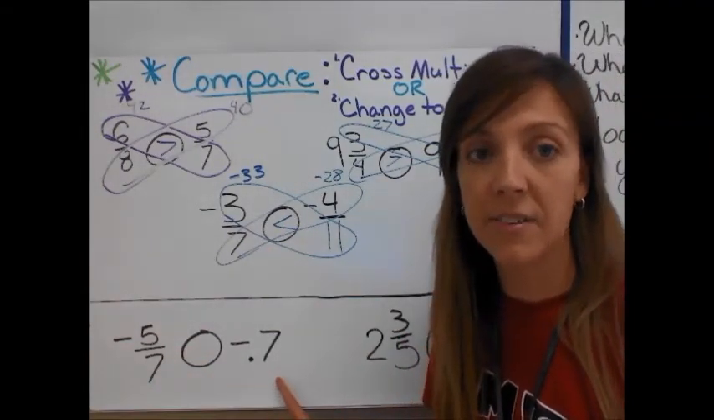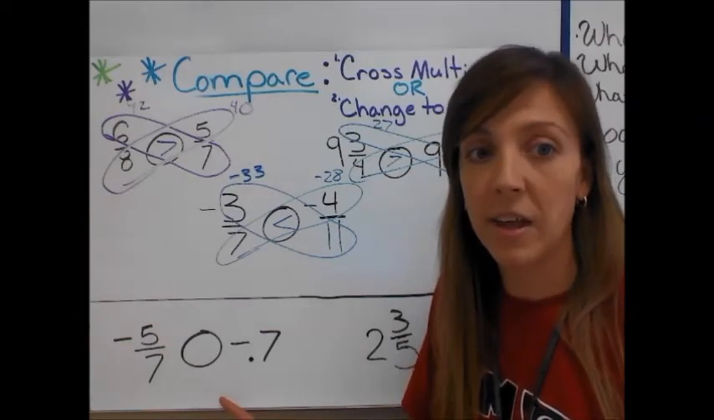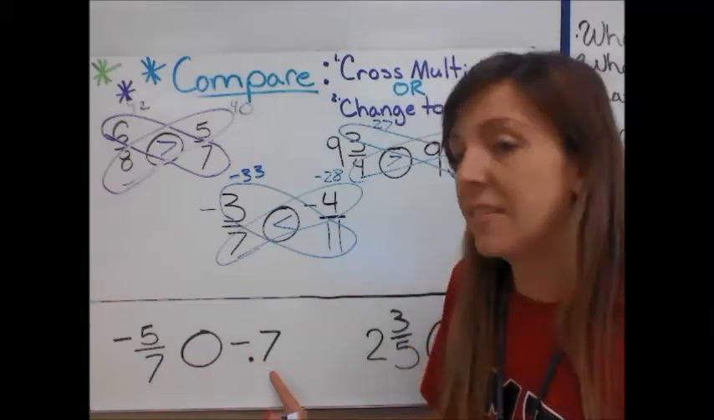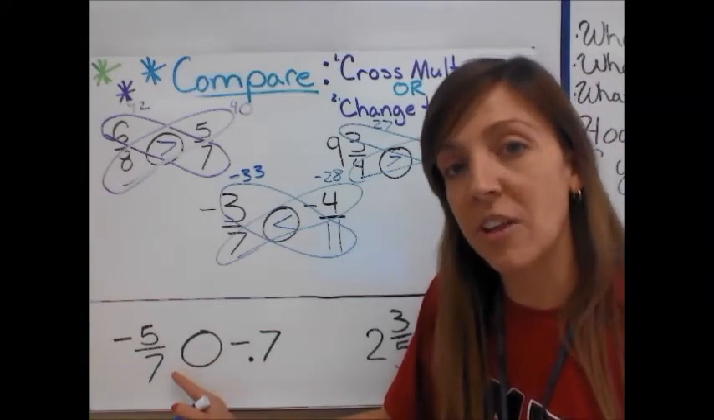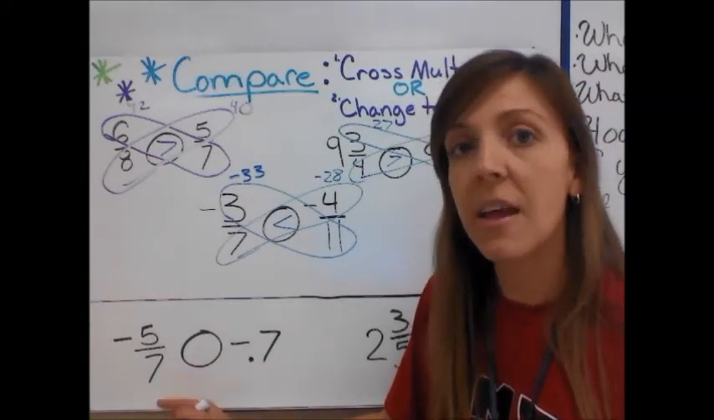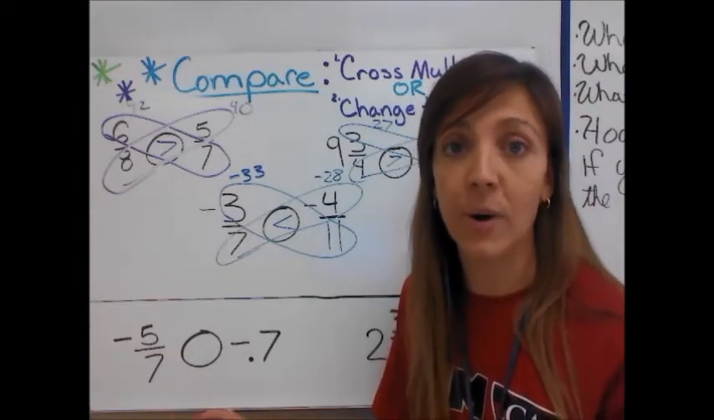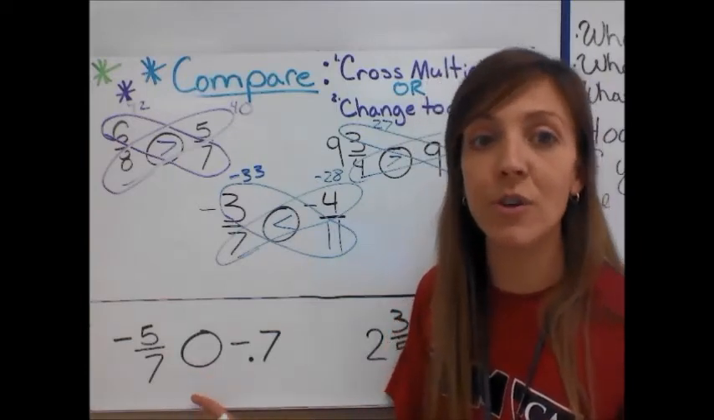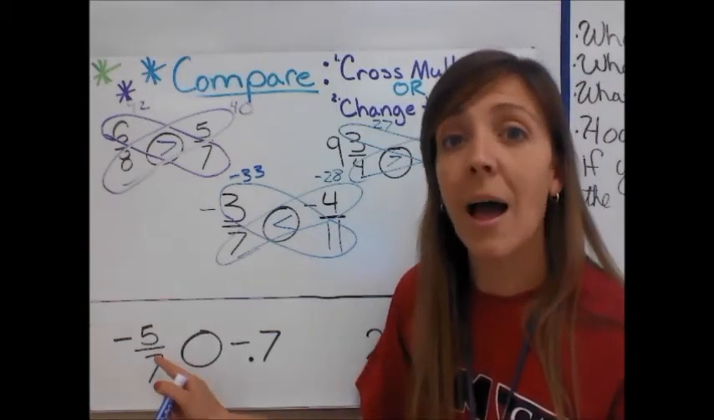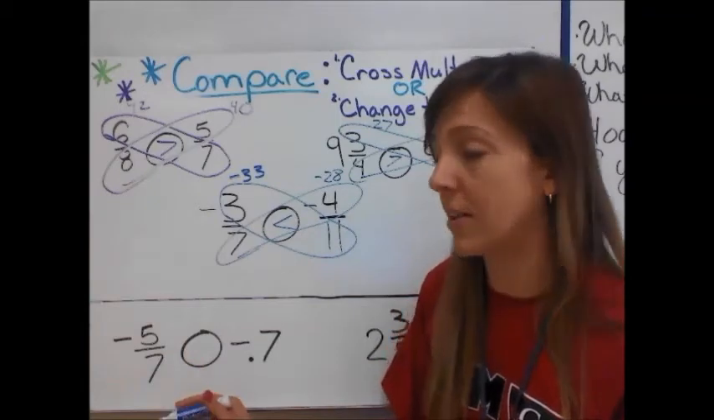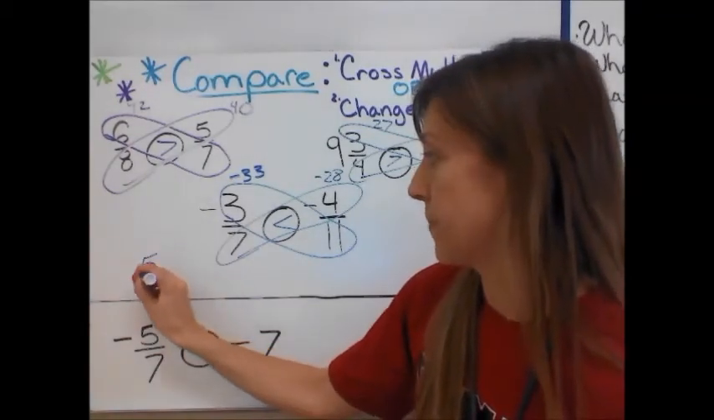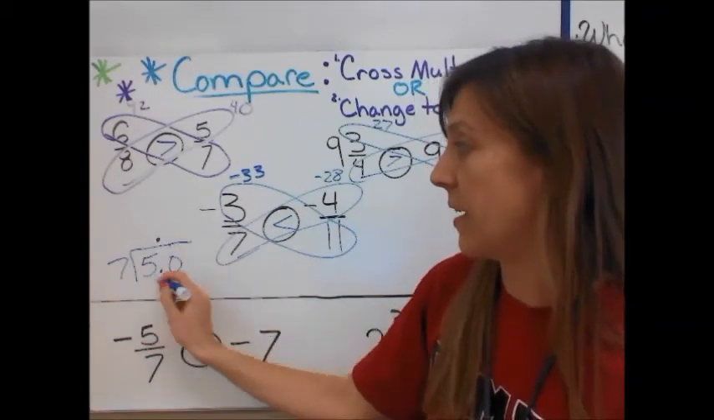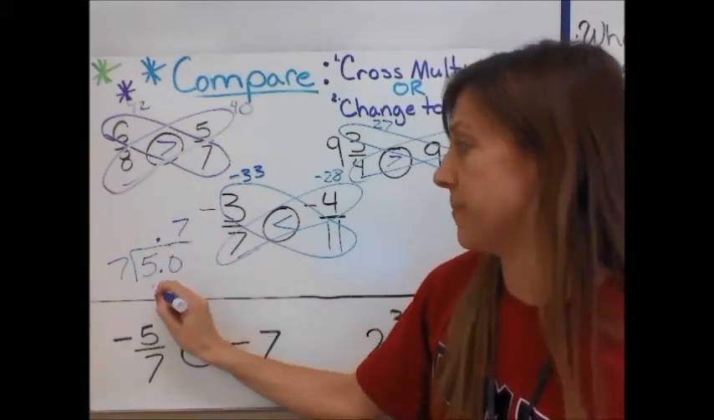All right, let's go down here to the bottom. -5/7 and -7/10. I'm looking to see which one is the largest, which one's the least. And since this is in decimal form, I'm going to change this number into decimal form also. How do you change a fraction into a decimal? Well, the top number goes in the house. So I'm going to put 5 in the house and divide by 7. And then the 50 goes 7 times.